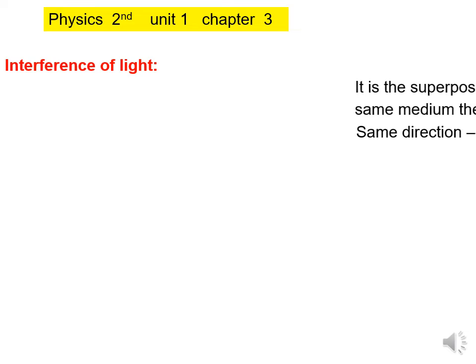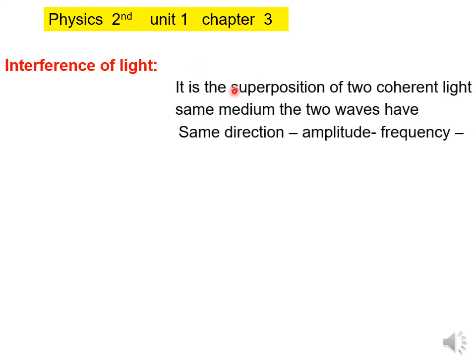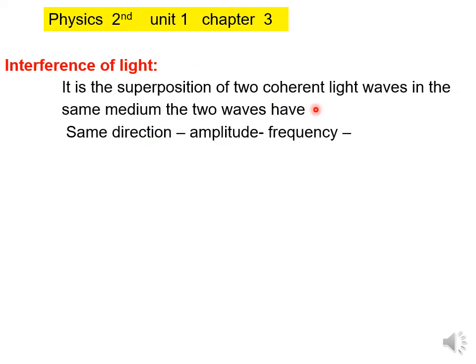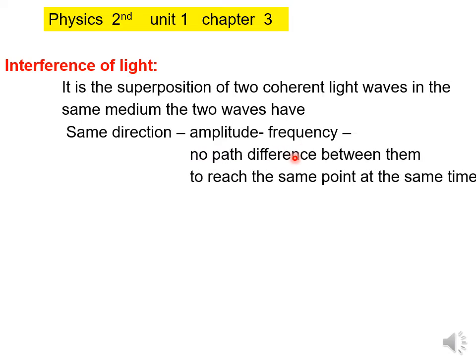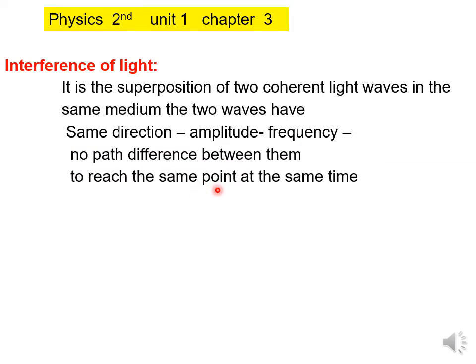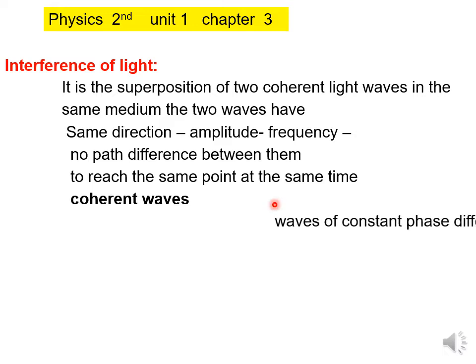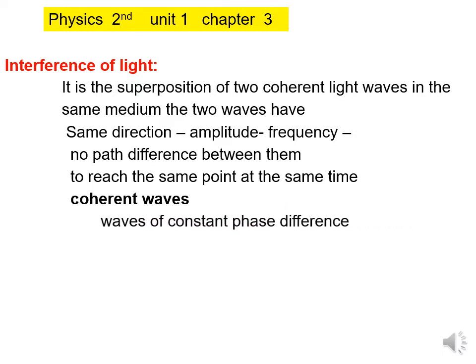طيب، it is the superposition of two coherent light waves in the same medium. The two waves have same direction, same amplitude, same frequency. No path difference between them to reach the same point at the same time. يعني ايه coherent waves؟ يعني waves of constant phase difference.